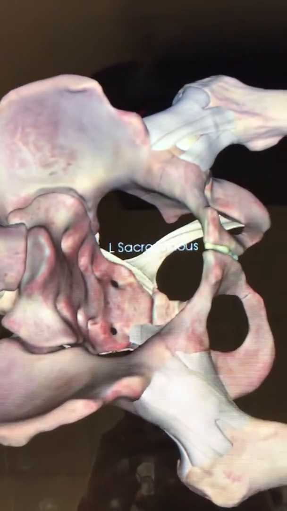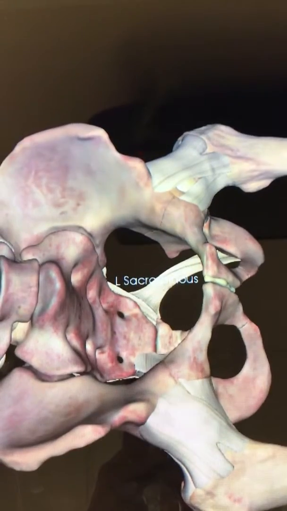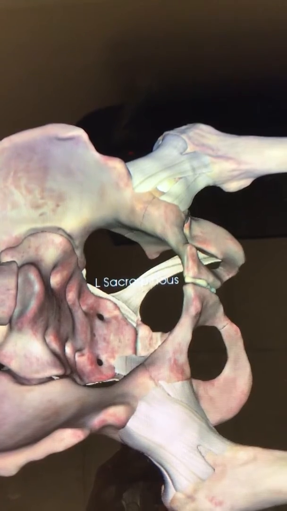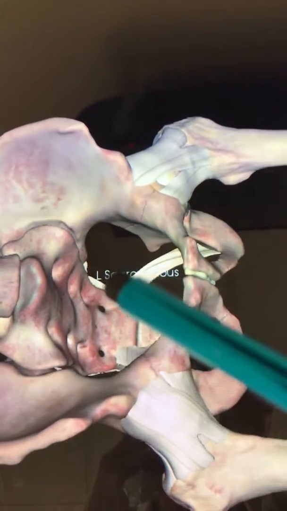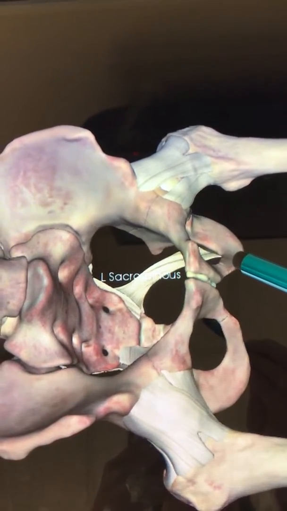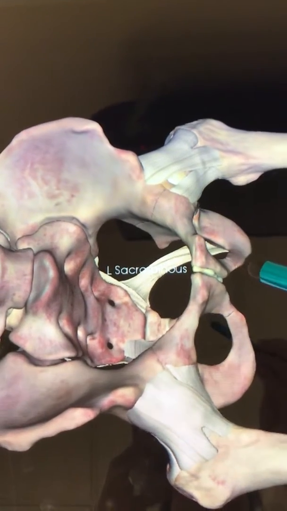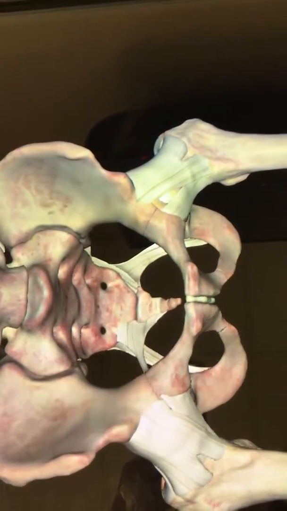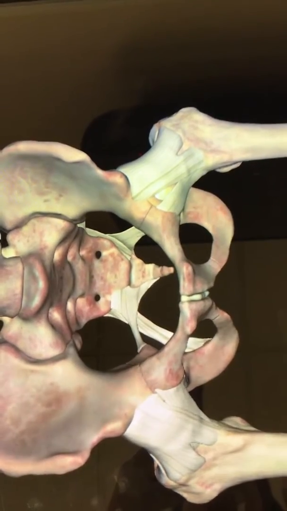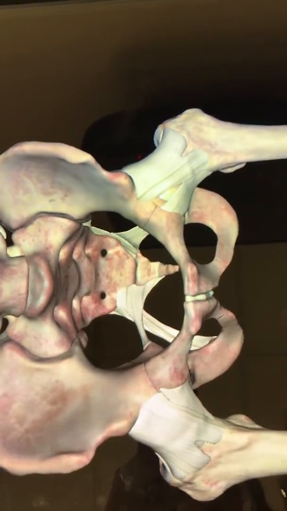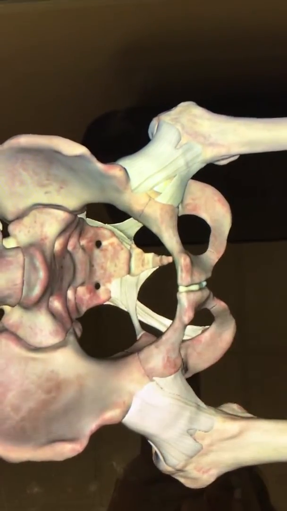There we go. So I just removed the sacrospinous ligament, and now you've got a clear view of the sacrotuberous ligament that's running from the sacrum down to the ischial tuberosity, which is where the sacrotuberous ligament gets its name. Just trying to rotate so you can see it there. Okay. Over here on the right side, you can still see both ligaments together, and you can see their relationship. Sacrospinous, they're more anterior, and sacrotuberous down below.